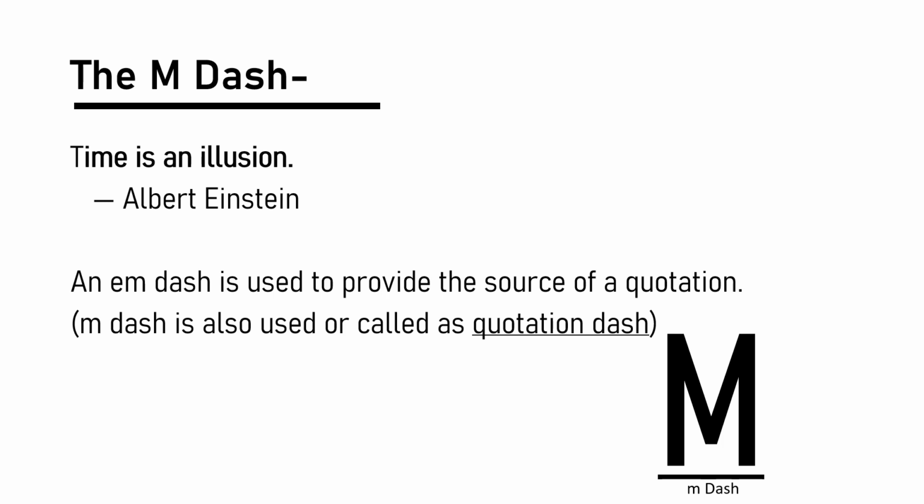Here is a famous quote by Albert Einstein. Time is an illusion. So here an m dash is used to provide the source of the quotation. That's why the m dash is also called the quotation dash.